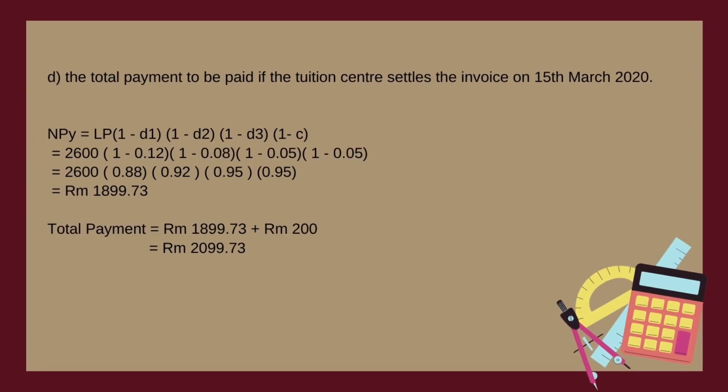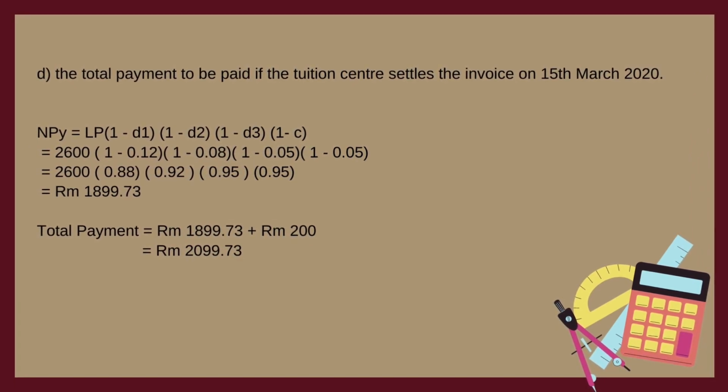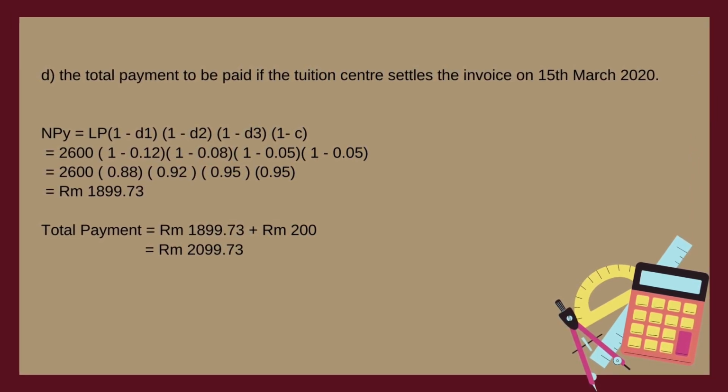Last question D, we need to find the total payment. So from the previous question, we got the net payment, which is RM 1899.73. So just add the other costs, which are RM 200, to find the total payment. The final answer is RM 2099.73. That's all.